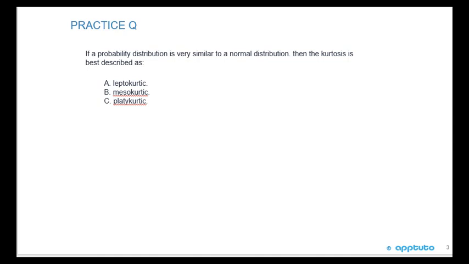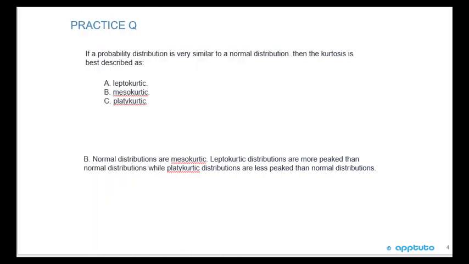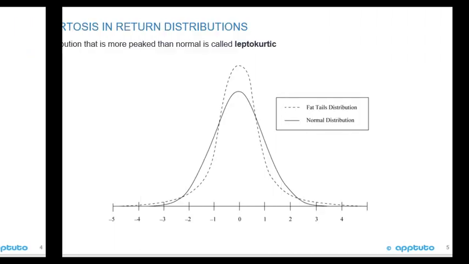If a probability distribution is very similar to a normal distribution, then the kurtosis is best described as A, leptokurtic, B, mesokurtic, or C, platykurtic. Okay, that's a pretty easy practice question. The answer is B. Normal distributions are mesokurtic. Leptokurtic are more peaked, and platykurtic are less peaked than normal distributions.